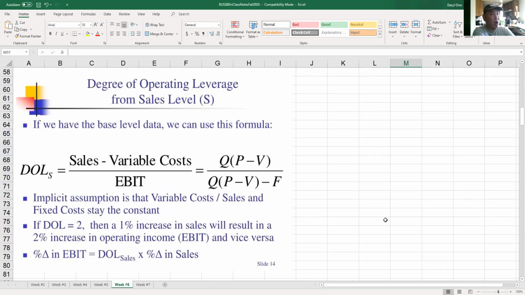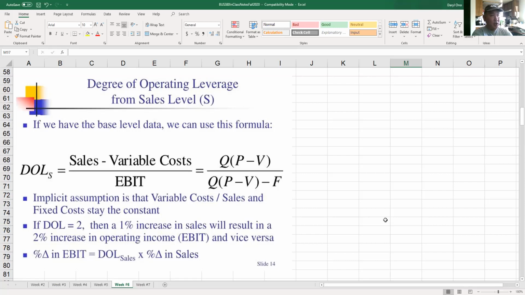So here are other ways to measure the degree of operating leverage. You can see two more formulas here. The first one, we have sales minus variable cost, that's what's called your contribution margin, divided by the earnings before interest and taxes.